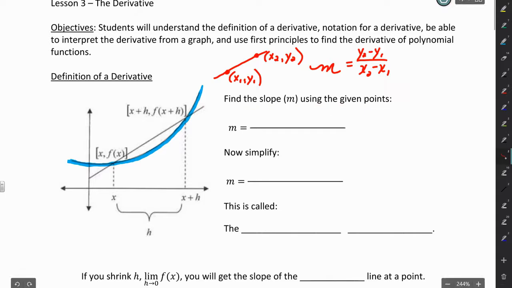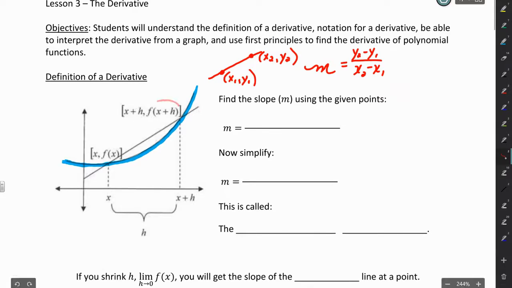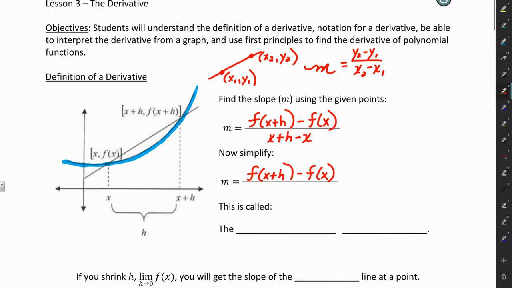All right, so we're going to just do what we're used to doing. We're going to take the change in y and put it over the change in x. The change in y would be f of x plus h minus f of x. And the change in x would be x plus h minus x. And now we want to simplify what we can. Well, there's nothing we can simplify in the numerator, so we're going to just rewrite that. And in the denominator, we have x plus h minus x, so we're just left with h in the denominator.